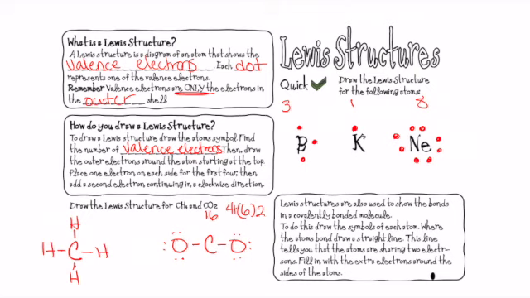However, carbon doesn't. So in this molecule, we would take 1 pair of the electrons and form a double bond with carbon. We would do the same thing on the other side. So the Lewis structure for CO2 would look like this.